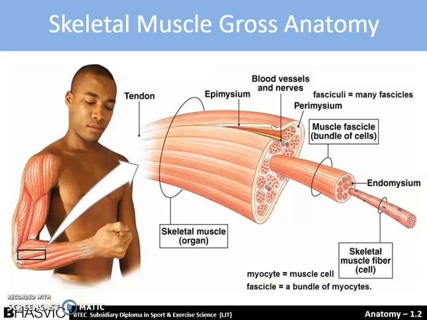This is 1.2, the skeletal muscle gross anatomy. To start off with terminology, any word that begins with myo is usually describing something to do with muscle. And sarco, as the beginning of a word, has to do with flesh. Now here we have a skeletal muscle organ.